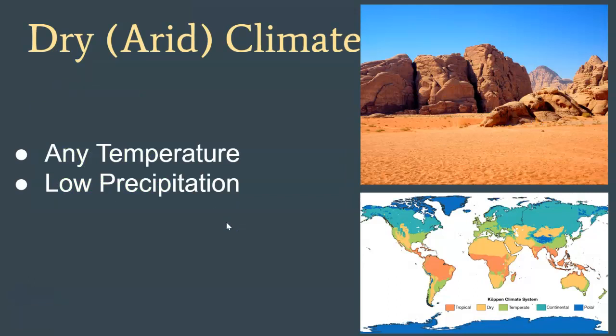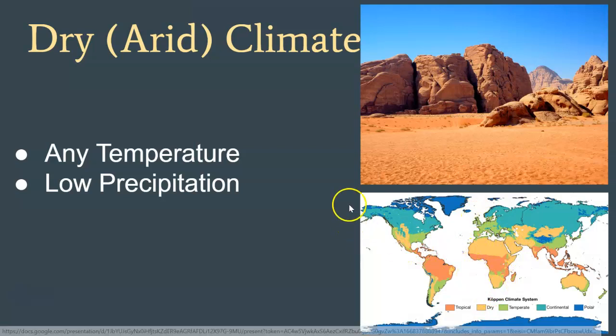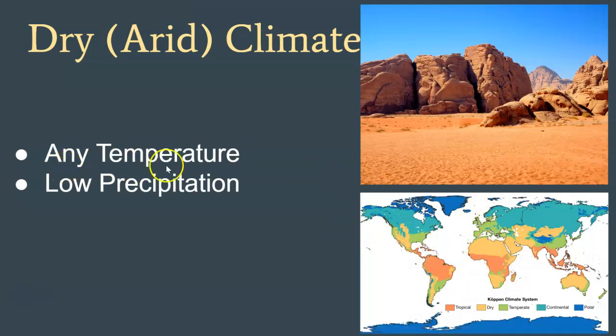Okay, so dry or arid is another name for dry climate. That's this golden yellow, and dry climates could be any temperature. They could be cooler, but the key is that they have very low precipitation, so hardly any rain, probably never any snow. So that's what dry is. So just jot that down where it says dry.